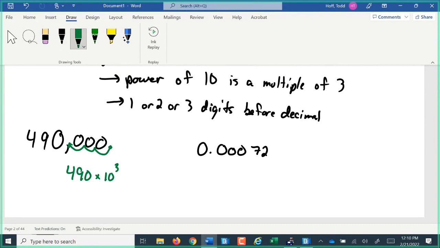Something like this, though, can get very confusing because we start with our decimal point. We go 1, 2, 3. And it looks like we can't go 3 more. However, we have to. We need 1, 2, or 3 non-zero digits before the decimal point. Right now, everything's a 0. So we have to go 3 more. 4, 5, we'll add a 0 to make that 6. That's 720 times 10. It was a small number, so it's 10 to the negative 6.